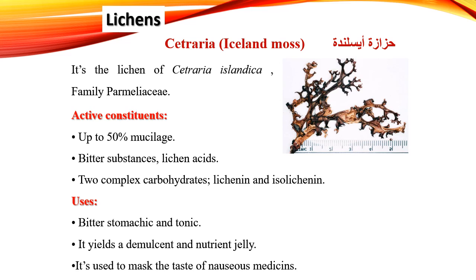Cetraria is used as a bitter stomachic and tonic. It has demulcent and nutrient properties, producing jelly, and is also used to mask the taste of nauseous medicine.